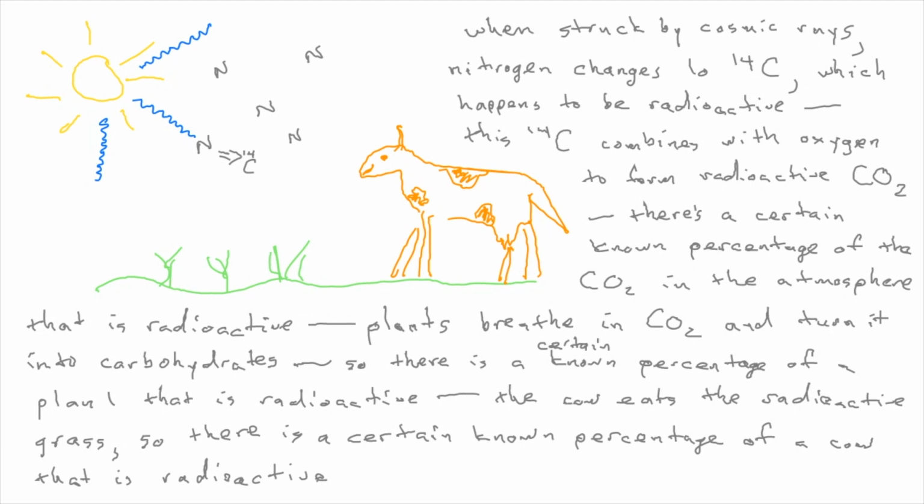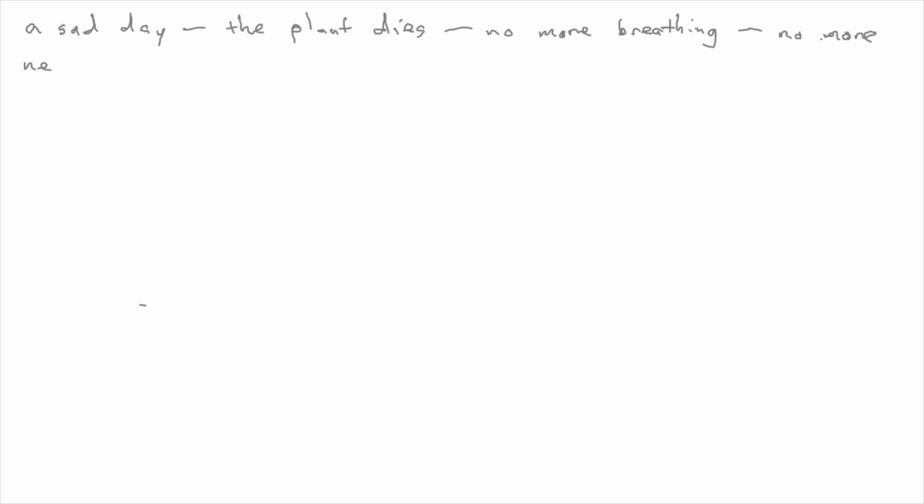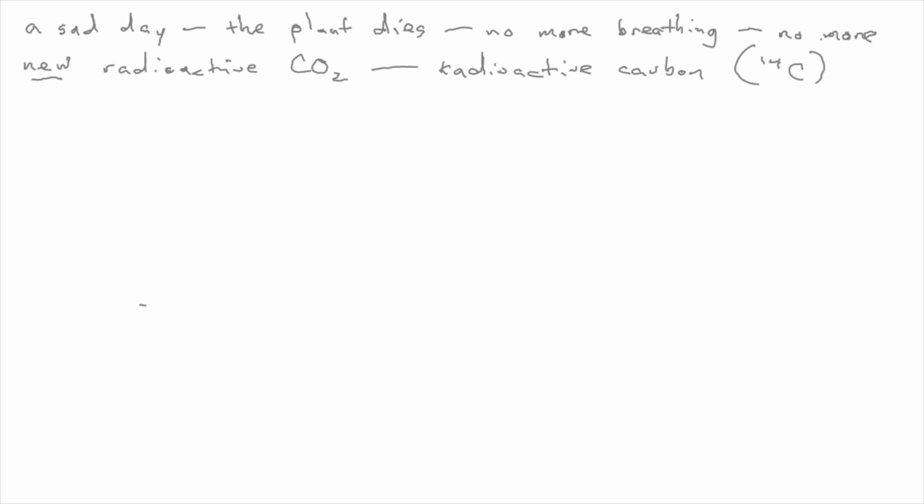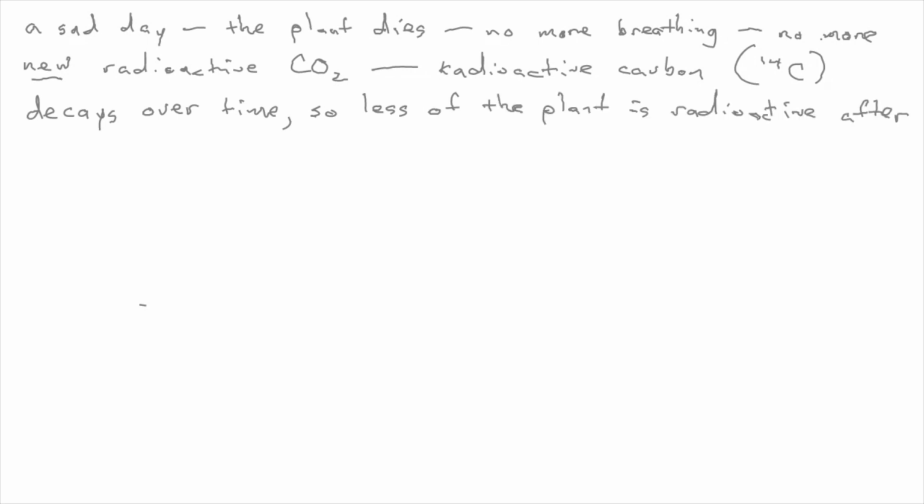Yeah, okay. A sad day befalls us. The plant dies. What happens? No more breathing. That means no more new radioactive carbon dioxide. We know that the plant's radioactive because it's a plant. The radioactive carbon, the carbon-14, decays over time. So there's less of it in the plant after a while. We actually know. And similarly for the cow, right?